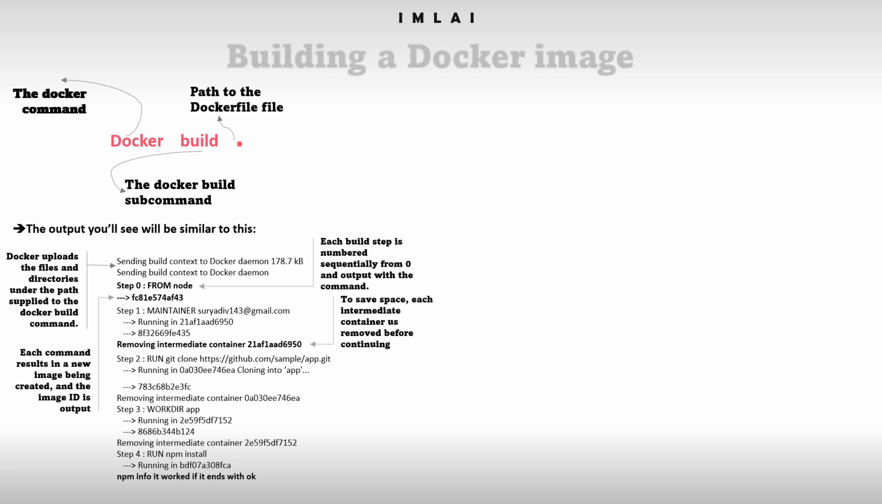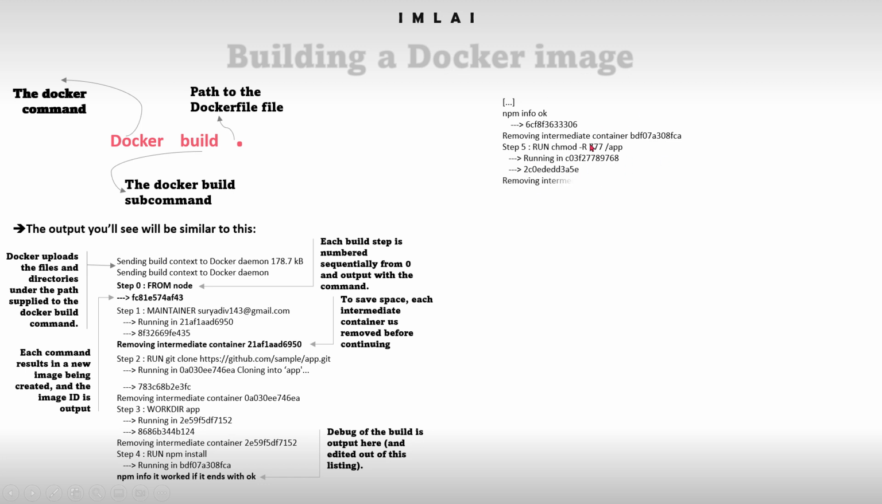Then step 2 is cloning the Git repository, and step 3, step 4 are the same thing, and finally the debugging of the build is output here. The last step is run. Step 5 is run chmod, which gives permissions to other users to execute it. Then expose port 8000 to the world, and CMD npm start. This is the command that runs when you spin up a container.